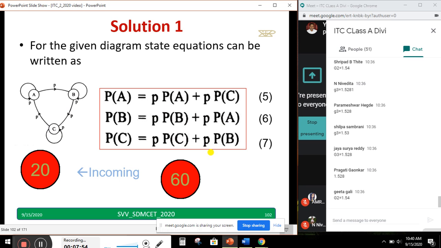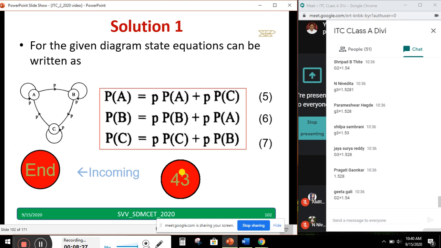Write these equations and give numbers for later reference. Equation number 5, probability of B equal to; equation number 6, probability of C equal to; and give equation number 7 for later reference. I'll give another 20 seconds. Try to write down the equations and understand. You should be able to write equations like this for any given state transition diagram.